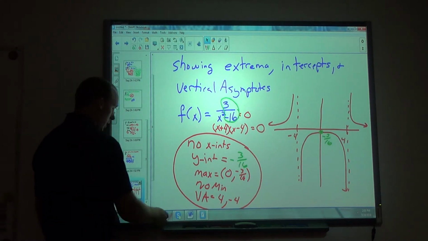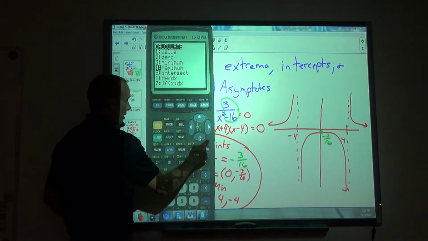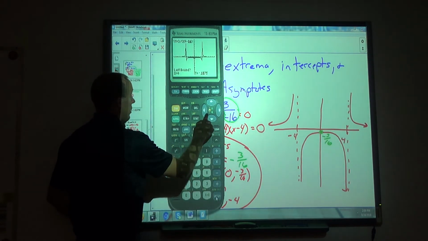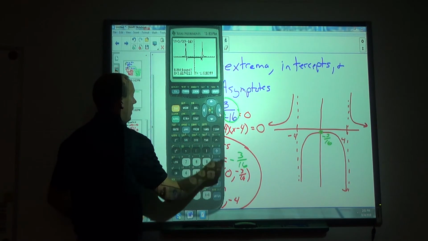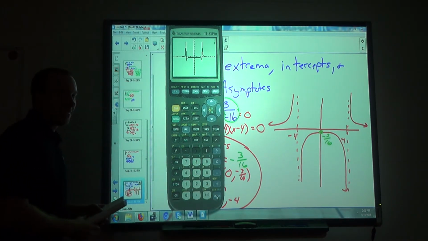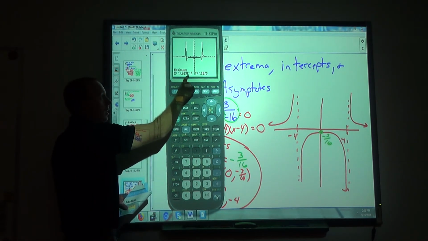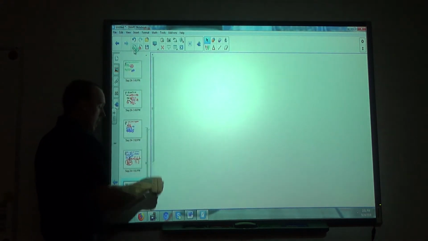If you want to find the max, how can you do that on my calculator? Second calculate, maximum. Left bound, right bound, guess. You guys are professionals with that. So left bound, get far enough over here to the left. Hit enter. Right bound, click far enough over to the right. Hit enter. Guess. Hit enter. And then what's e to the negative anything turn into what number? 0. So that's 0 comma that fraction, which is exactly what I had there. Okay, there'll be another problem like that, and then these are the last problems.